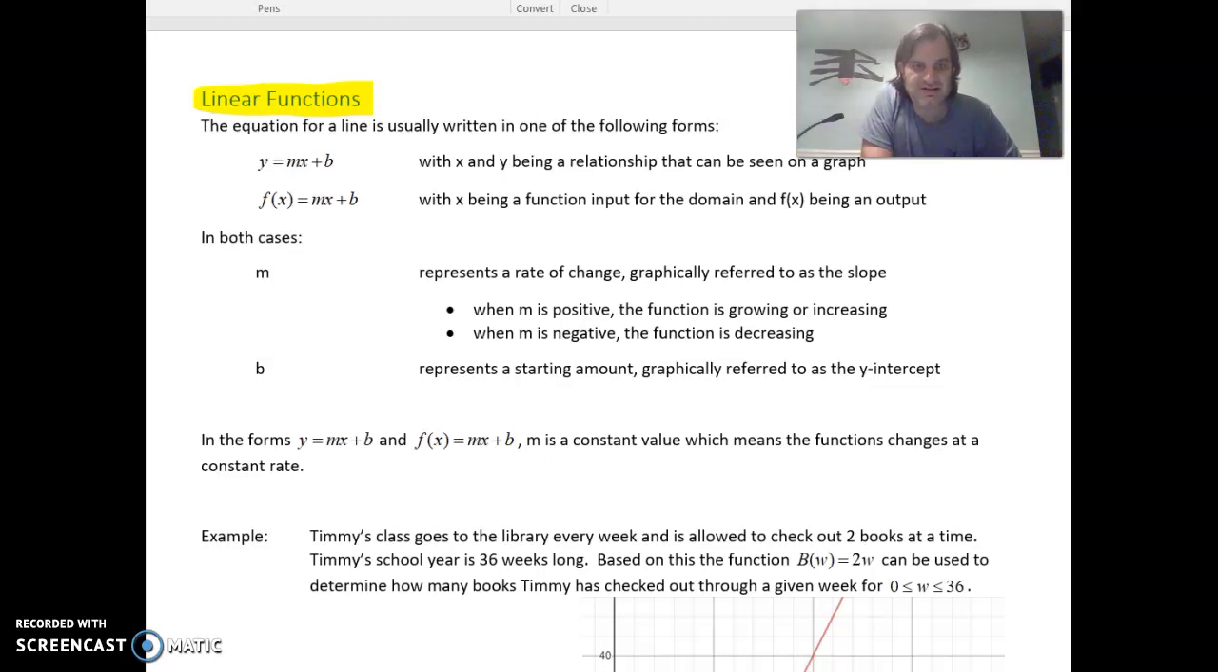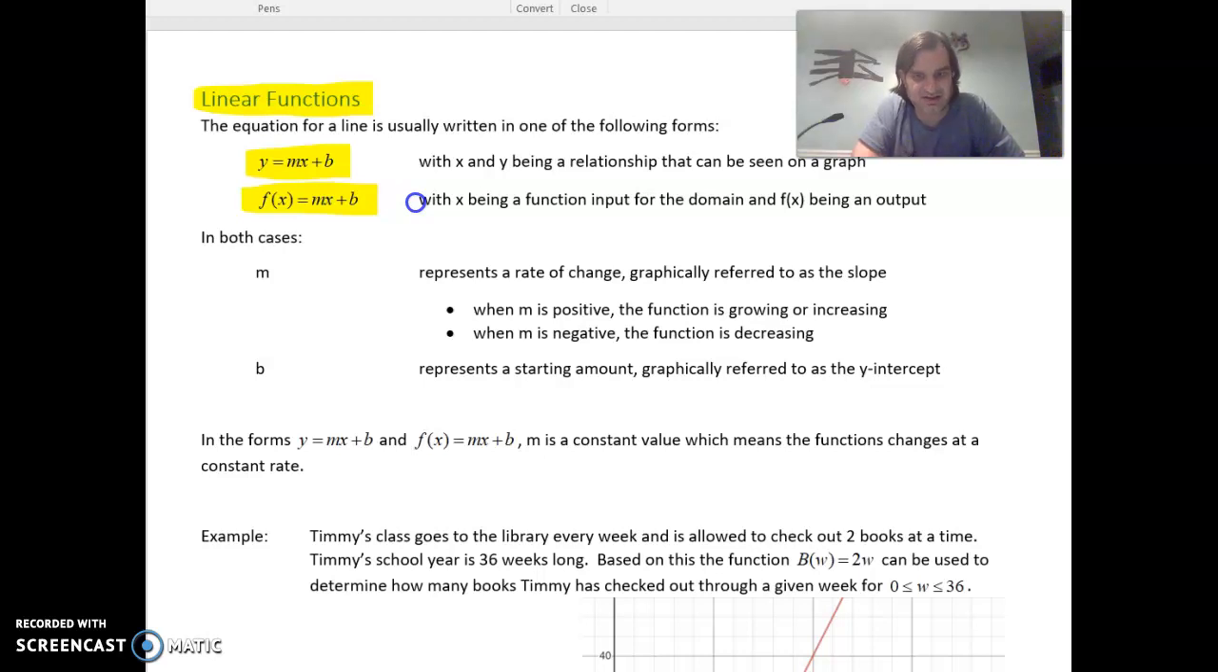So, as the name implies, linear functions, if we think about them graphically, will make a straight line. The notation for these you may be familiar with when we write the equation of a line: y equals mx plus b, where the x and the y are points on a graph. So you can think about that relationship graphically. Or, as we want to talk about in function notation, f of x equals mx plus b.